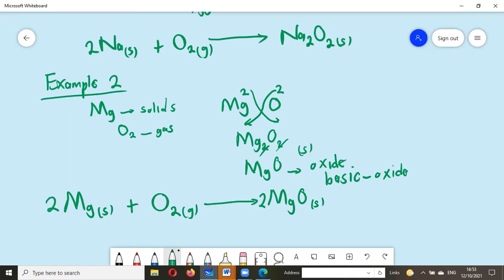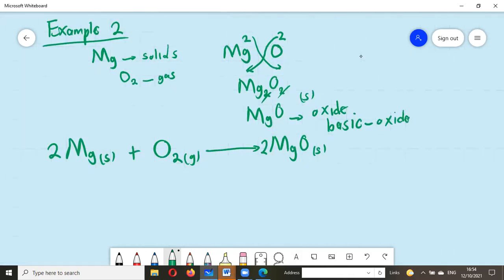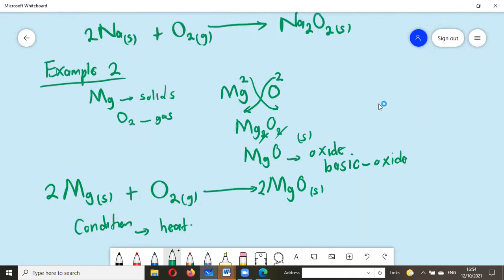Very good. So you put a 2 here on magnesium oxide and 2 here on what? Magnesium. That's very good. Now the condition, we have said the condition for that reaction to take place is heat.